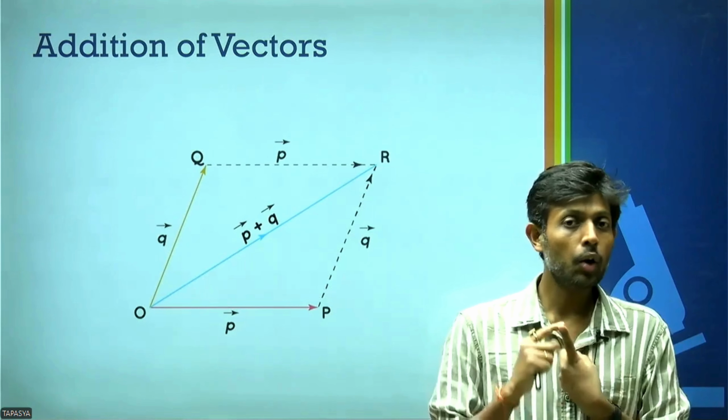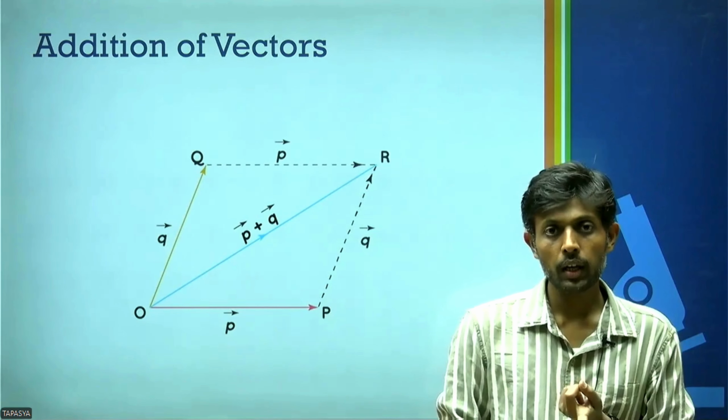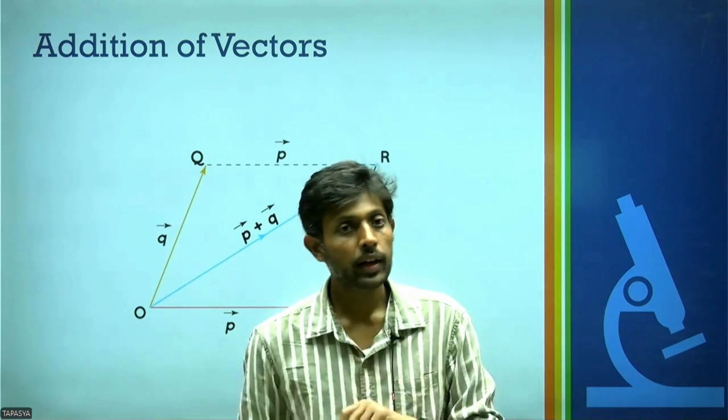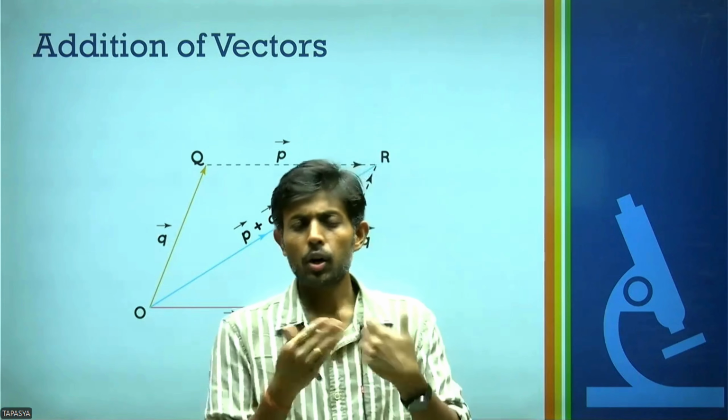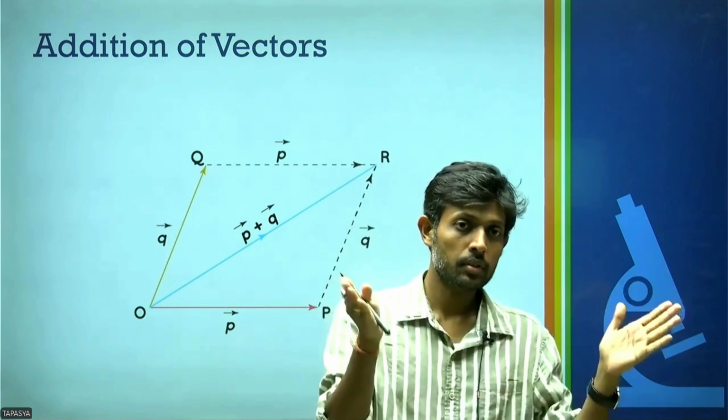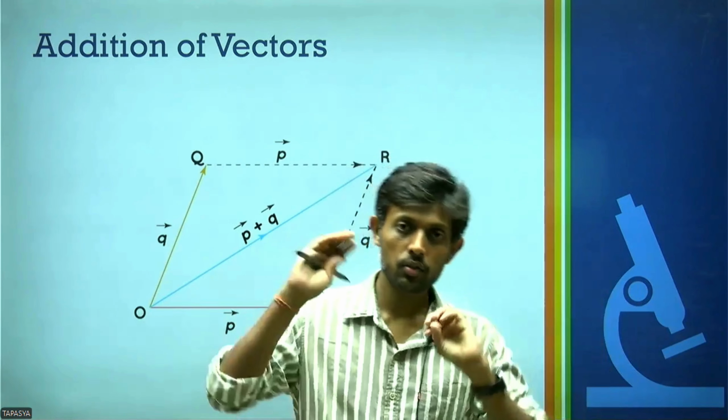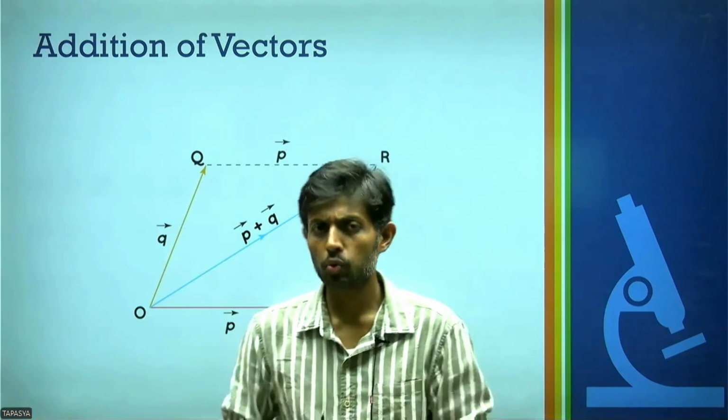Similarly, you will see how to multiply two vectors, okay? How to multiply a scalar to a vector, we've already seen. The product of two vectors is also of two types. One is called the scalar product, the other is called the vector product. You're going to learn about those things later.